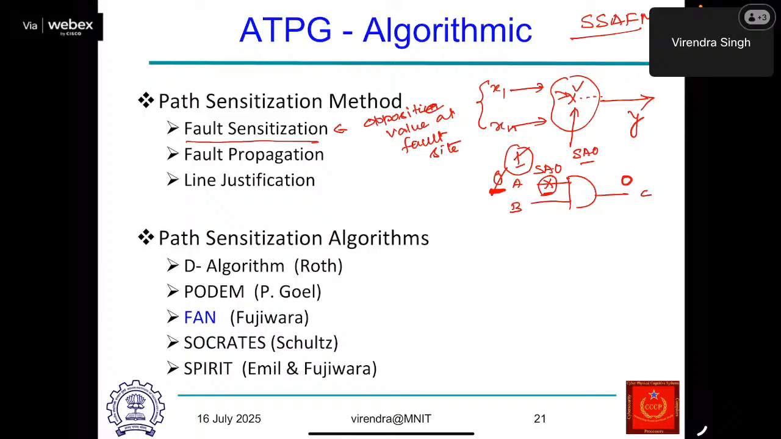The circuit is deep, and it has to go through a chain of gates. And if you are not at the primary output, you cannot observe at the intermediate points, and therefore you have to move this fault effect from the fault site to one of the primary outputs, and that we call fault propagation, because you have to move it to one of the primary outputs.